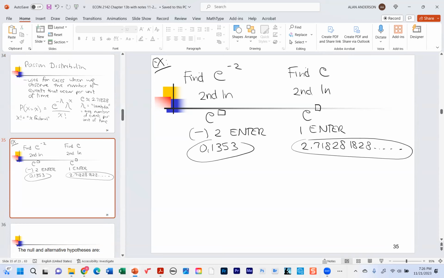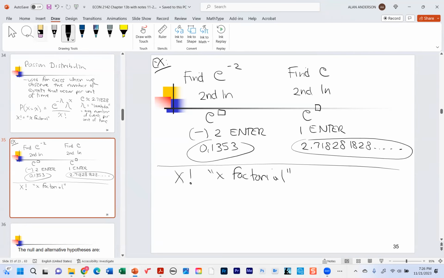Now, what about this factorial thing? This is a special mathematical operator. And here's how it works. It's only defined for non-negative integers, in the following way.